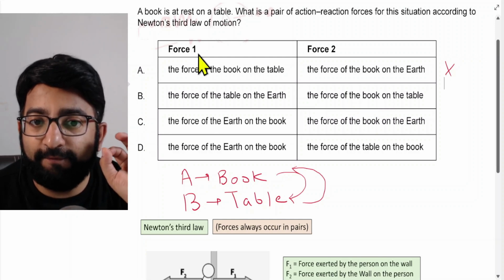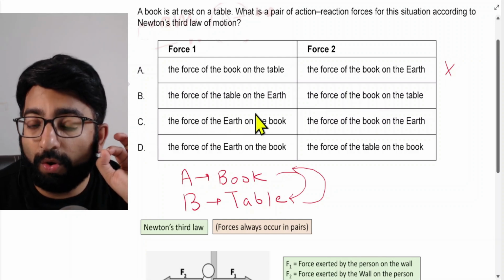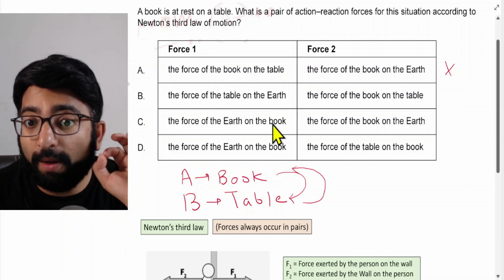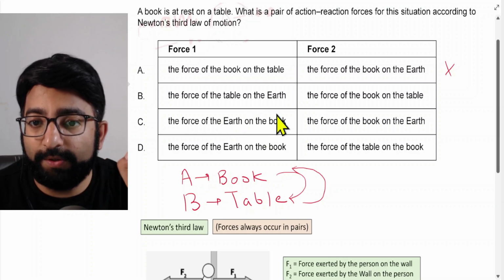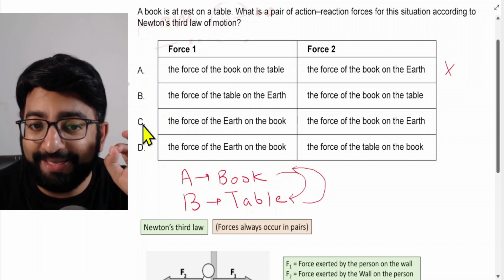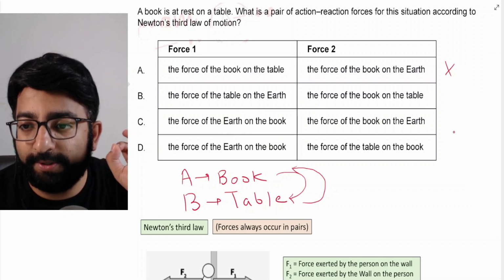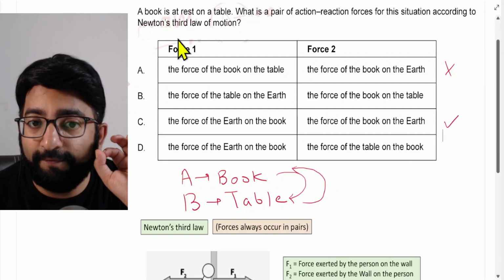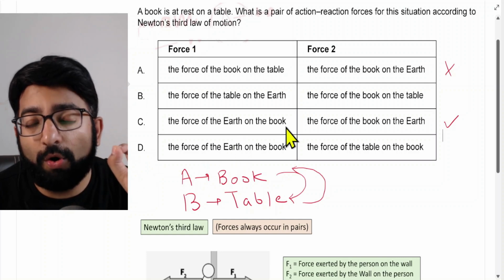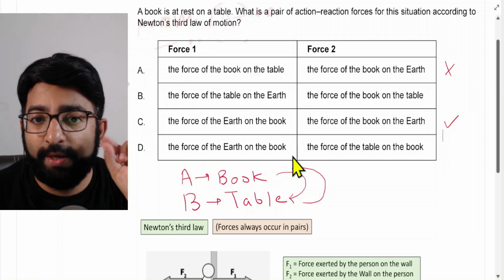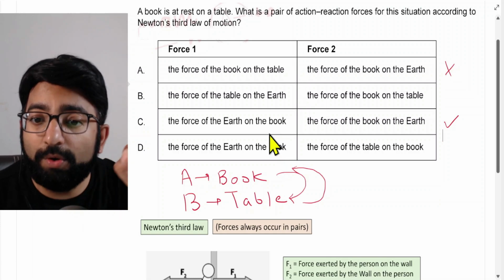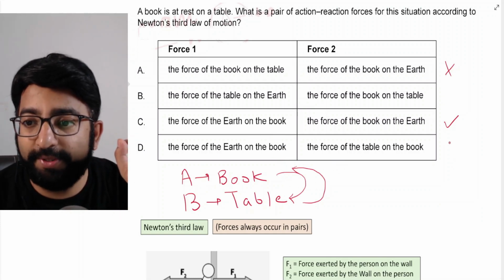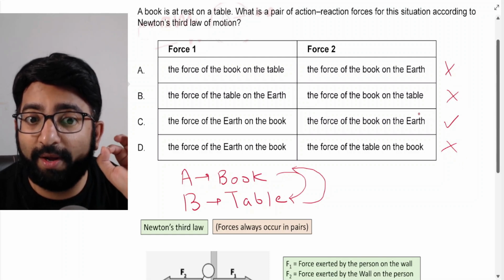Similarly, in option C, force 1 is the force of the earth on the book. To complete the pair, the second force should be the book on the earth, the reverse of this, which incidentally is true for option C. But still, let us analyze option D as well. In option D, force 1 is the force of the earth on the book. We reverse this. Force 2 should be the book on the earth, which is not true for option D. Hence, option D is also incorrect. So the answer is C.